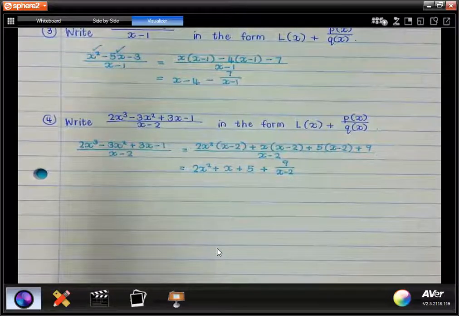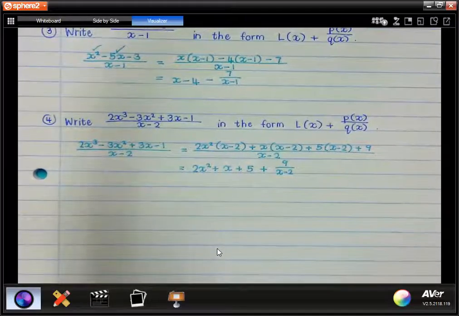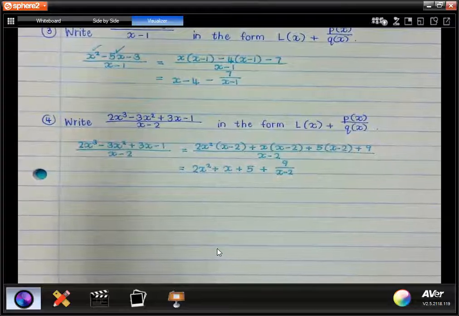Okay, let's take a look. Here we go. All right, so 2x squared plus x plus 5 plus 9 over x minus 2.